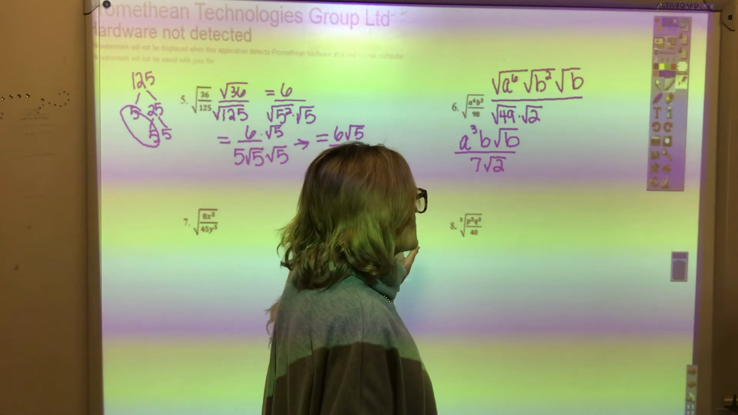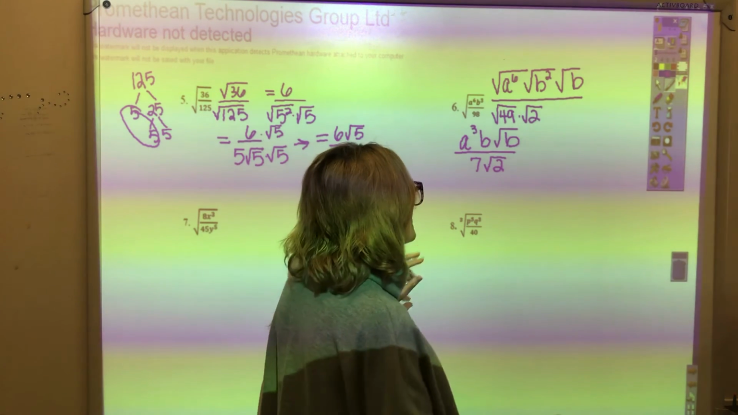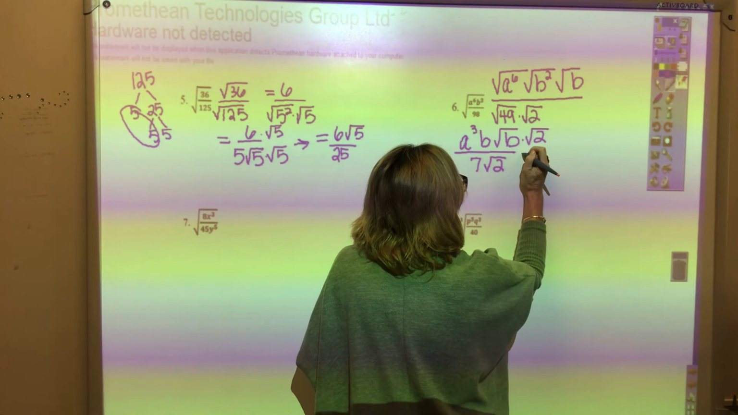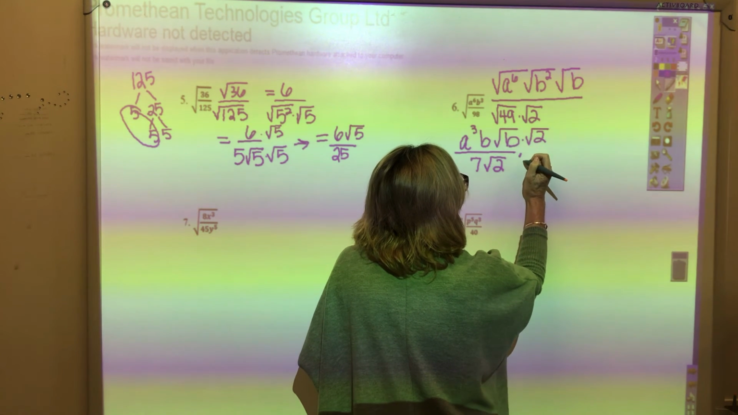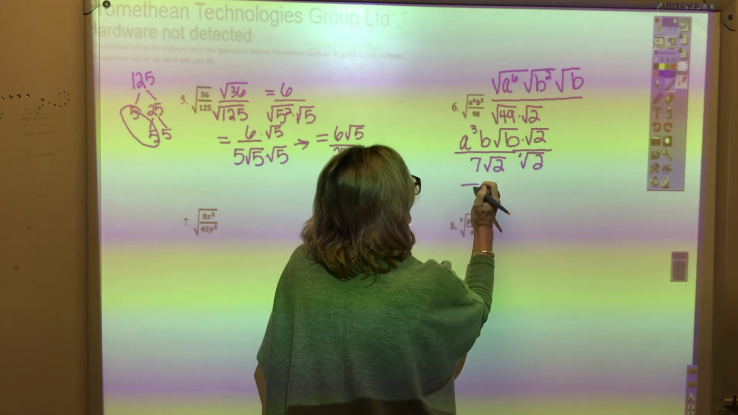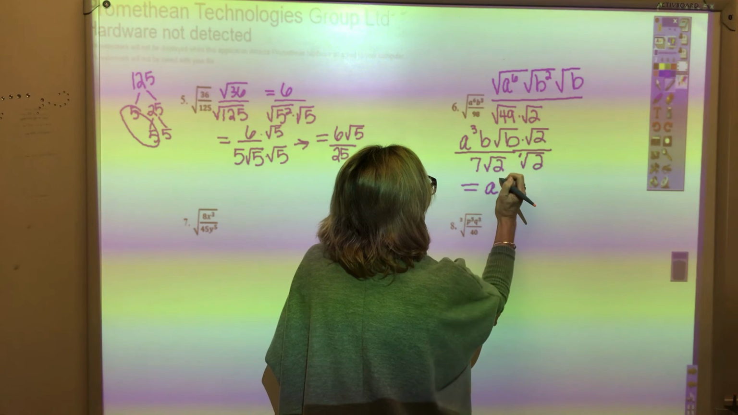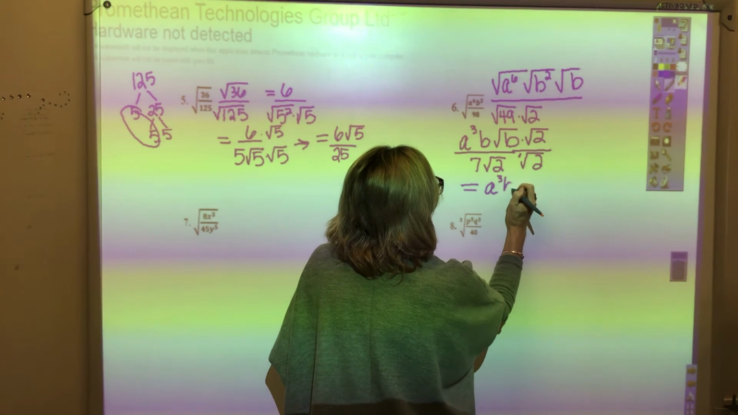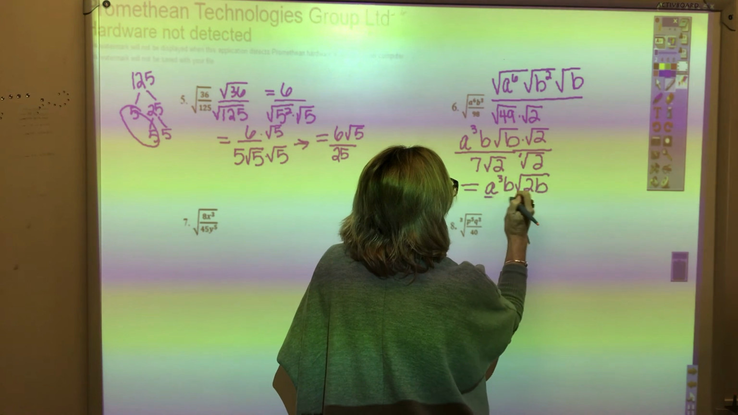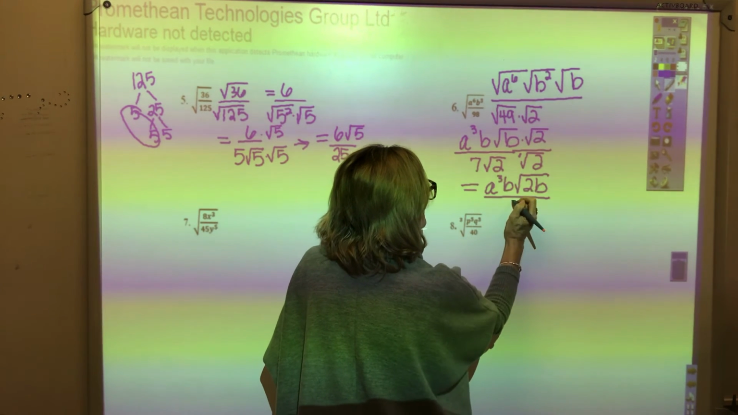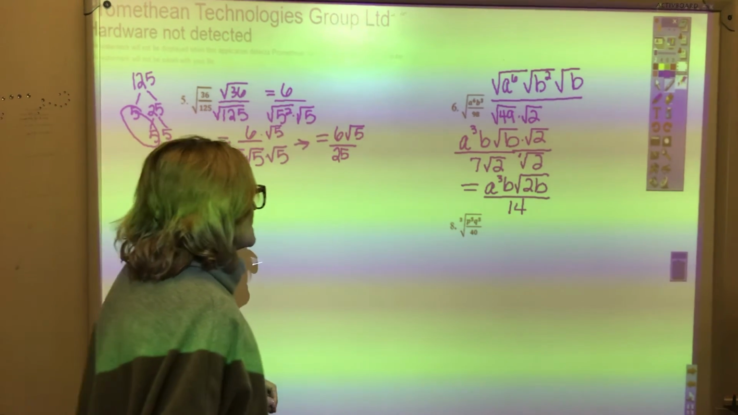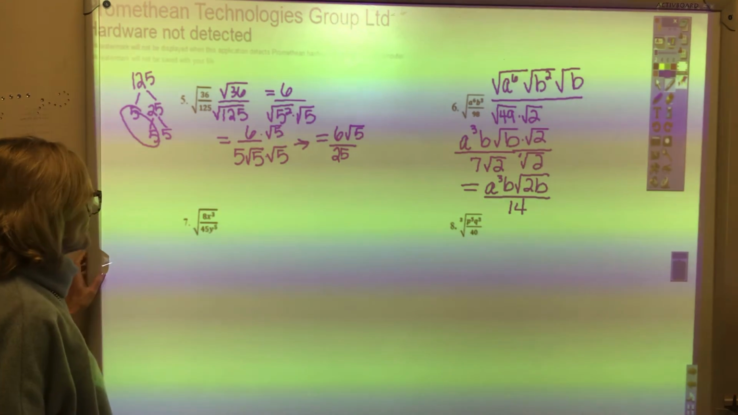Now to get rid of the square root of something, I need 2 of them, so I'm going to multiply by the square root of 2 on the top and on the bottom. So my numerator will be a to the third b square root of 2b, and on the bottom I'll have 7 times 2, so I'll have 14. Okay, last 2 of these.